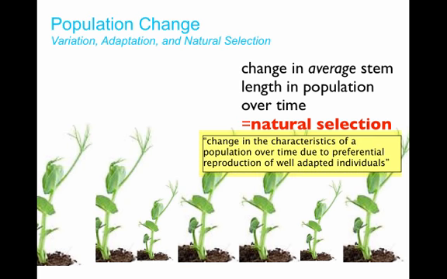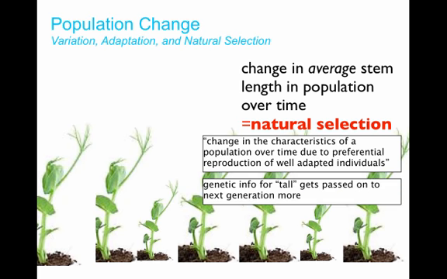This change in the characteristics of a population over time due to preferential reproduction of a well-adapted individual, this is called natural selection. Now that's a pretty lengthy definition, but let's break this down. We've seen the change in characteristic, and that is that the plants are getting taller. And it's happening because tall individuals are surviving and reproducing more often. And that means that the genetic information for tall gets passed on to the next generation more.